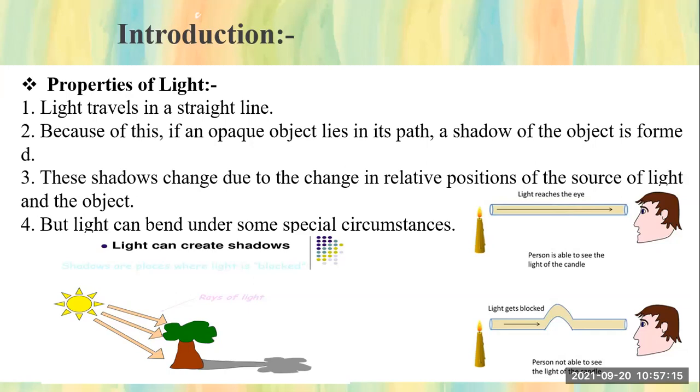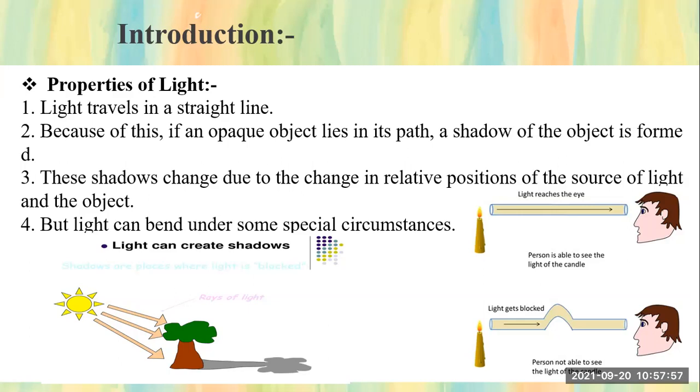Now see, students, the fourth point. But light can bend under some special circumstances. Now what this is telling us is that light can bend under some special circumstances. What those special circumstances are, students, we are going to learn in this chapter. Now I hope you have understood this whole introductory part. The basic knowledge of light is now with everyone. So now I am going to start our topic, that is refraction of light.